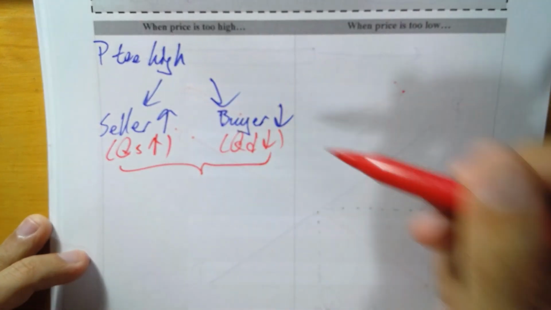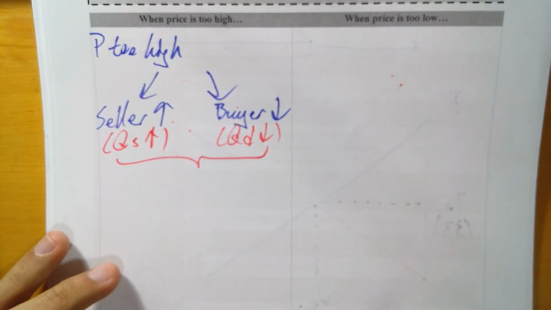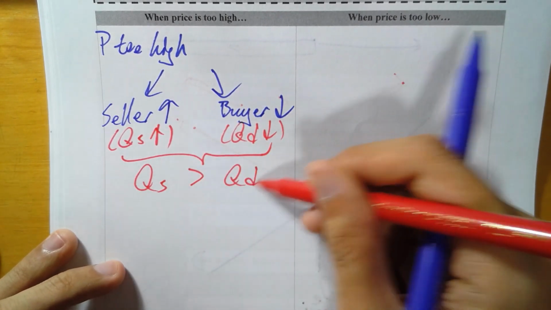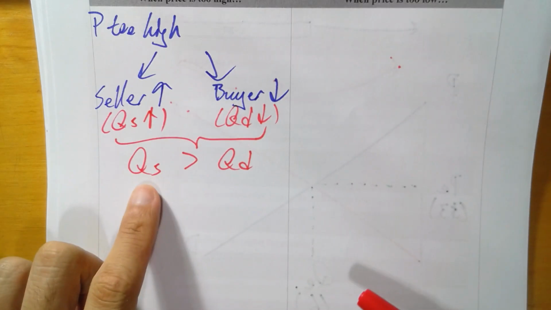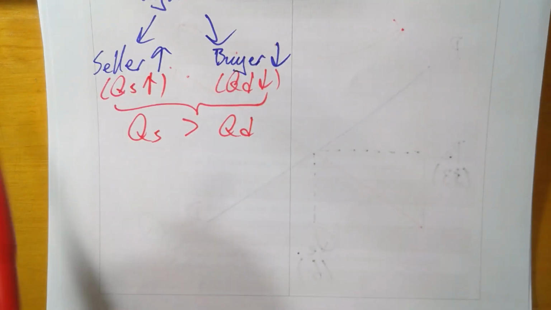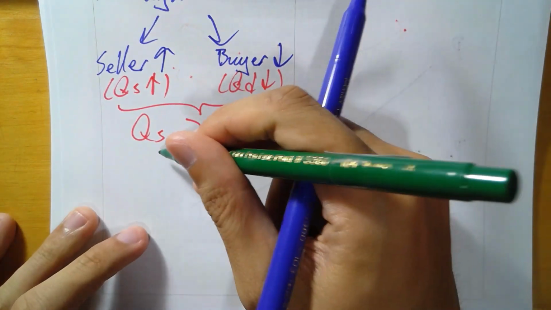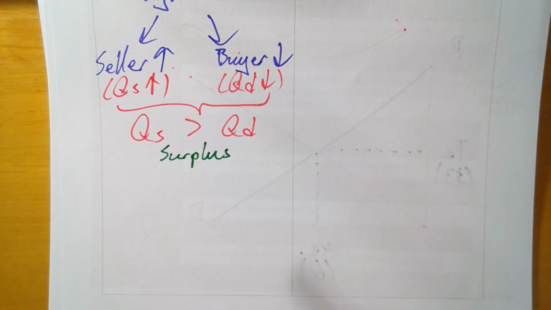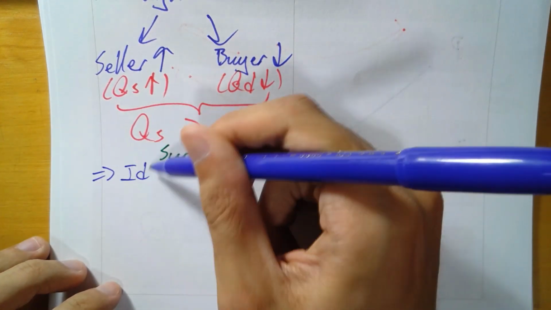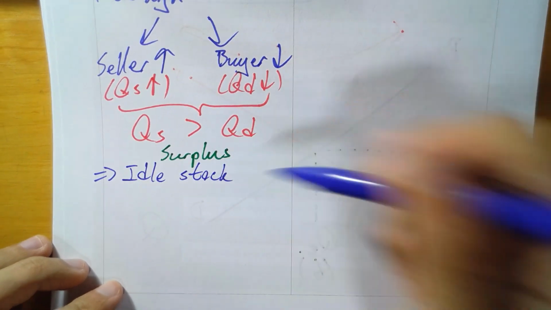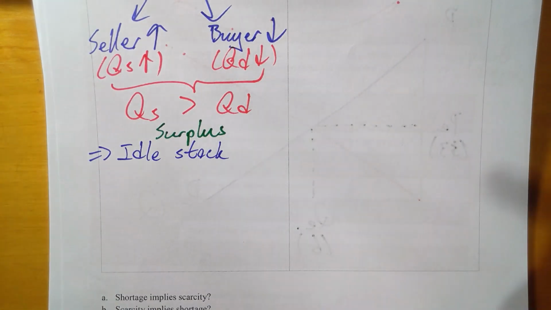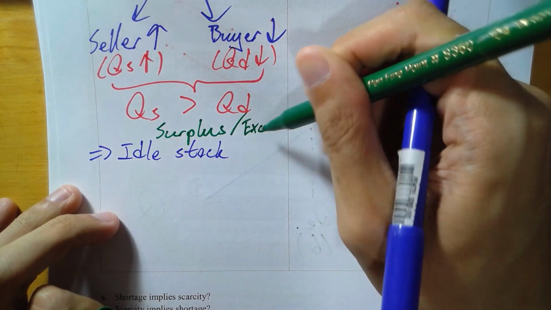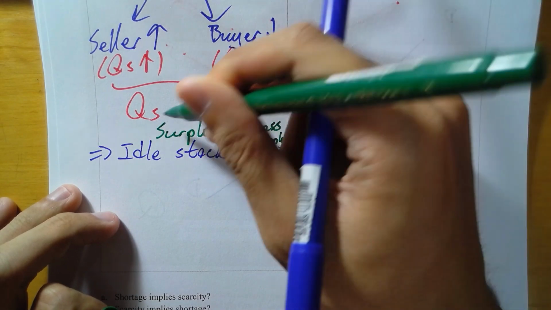Combining these, we see the situation when price is way too high: QS is bigger than QD. 好多貨喺度啊，不過冇人想要啫嘛。We call this situation a surplus. 好啦，有 surplus 啊，that means there would be some idle stock waiting in the inventory 喺個貨倉度等啦，係咪啊？ Surplus, or sometimes you see excess supply. Either one is okay.